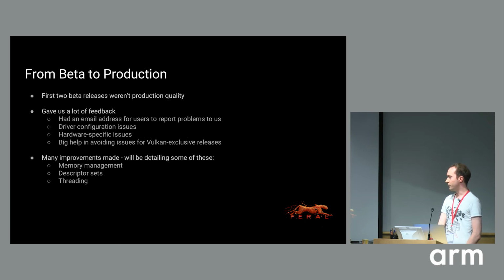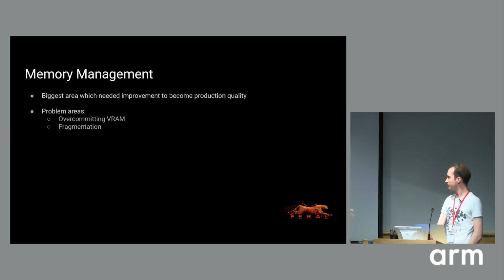And then over time, we've made many improvements to how we're using Vulkan since these initial releases. So I'm just going to be talking about some of the examples of the problems that we found and improvements that we've made over time. So the biggest area that we knew we needed to improve on over the beta releases was with our memory management. So specifically, we had some problems with not really handling overcommitting VRAM very well. And also had some problems with fragmentation of memory, which could lead to our memory usage being higher than it needed to be over time.